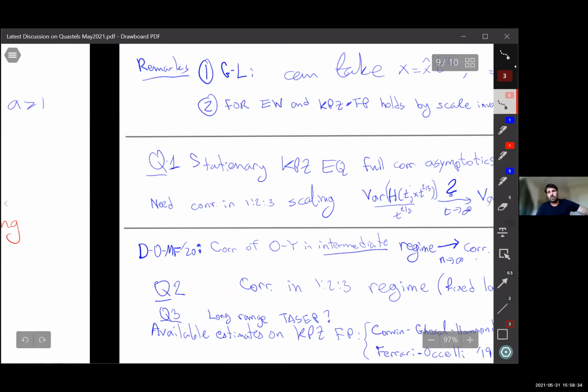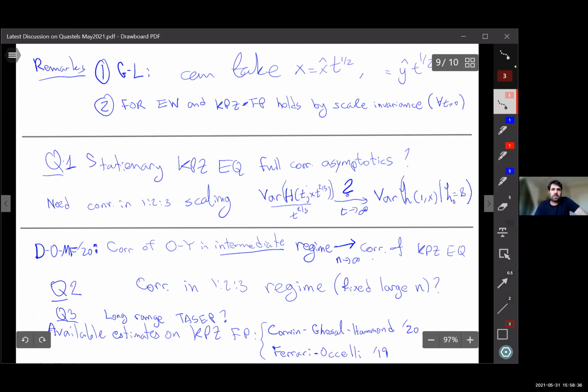And in the Ginzburg-Landau, because of what I just mentioned, we can actually take x and y to be of order t to the 1/2. And it's trivial for the KPZ fixed point itself and for the Edwards-Wilkinson equation itself. It's just translation invariance. But the question is if you can prove that for example for the KPZ equation. Okay, space-time correlation, the limit of space-time correlation. So this is one interesting question. Maybe someone can answer me even now on this question.